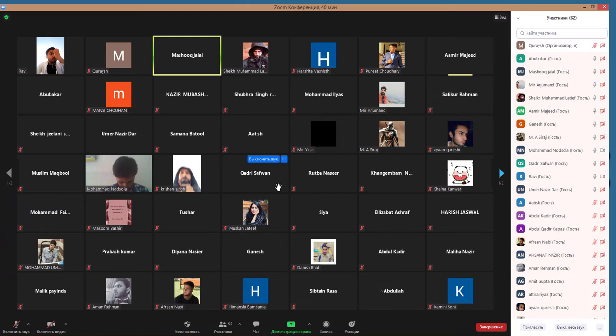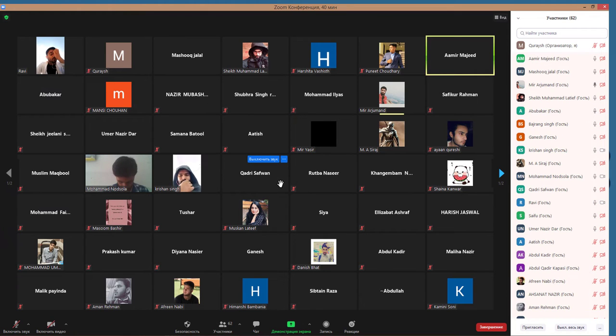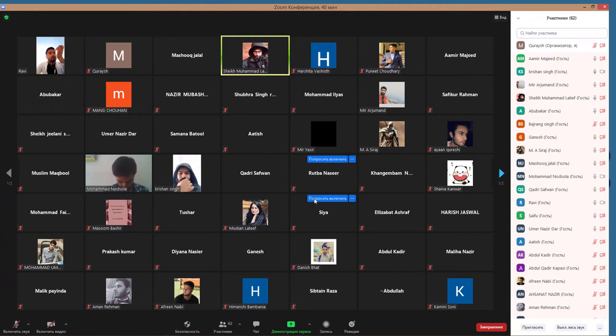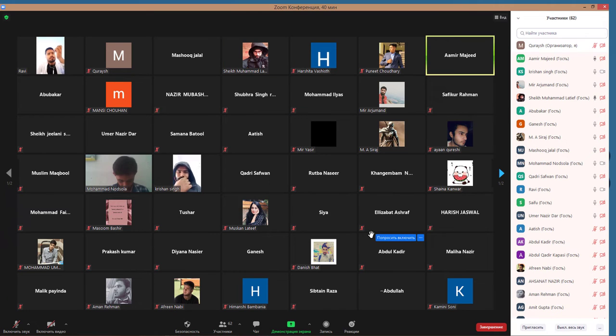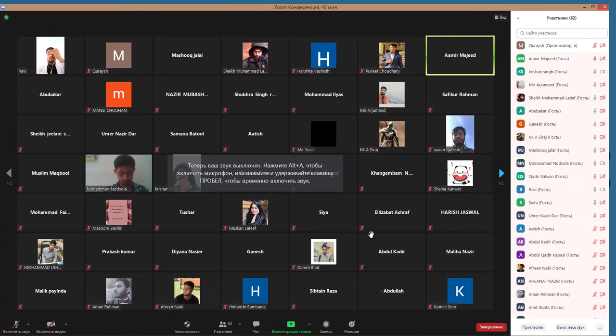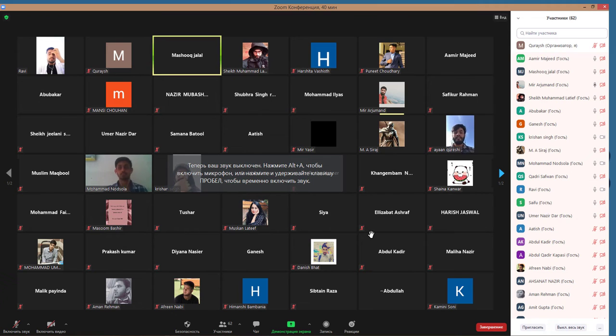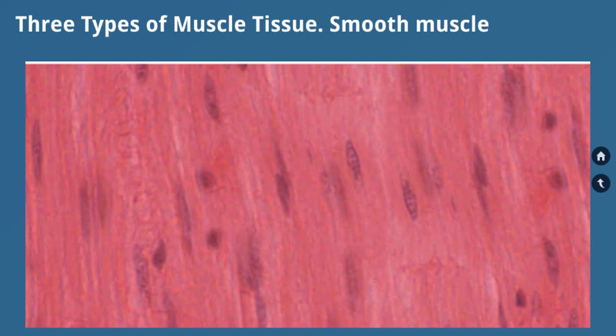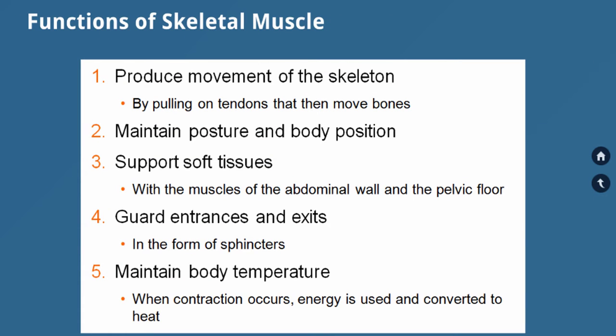Because the actin and myosin are not arranged in such a regular fashion in smooth muscle, the cytoplasm of a smooth muscle fiber has a uniform, non-striated appearance, resulting in the name smooth muscle. In this chapter, we will examine the structure and function mainly of skeletal muscle. Functions of skeletal muscles.